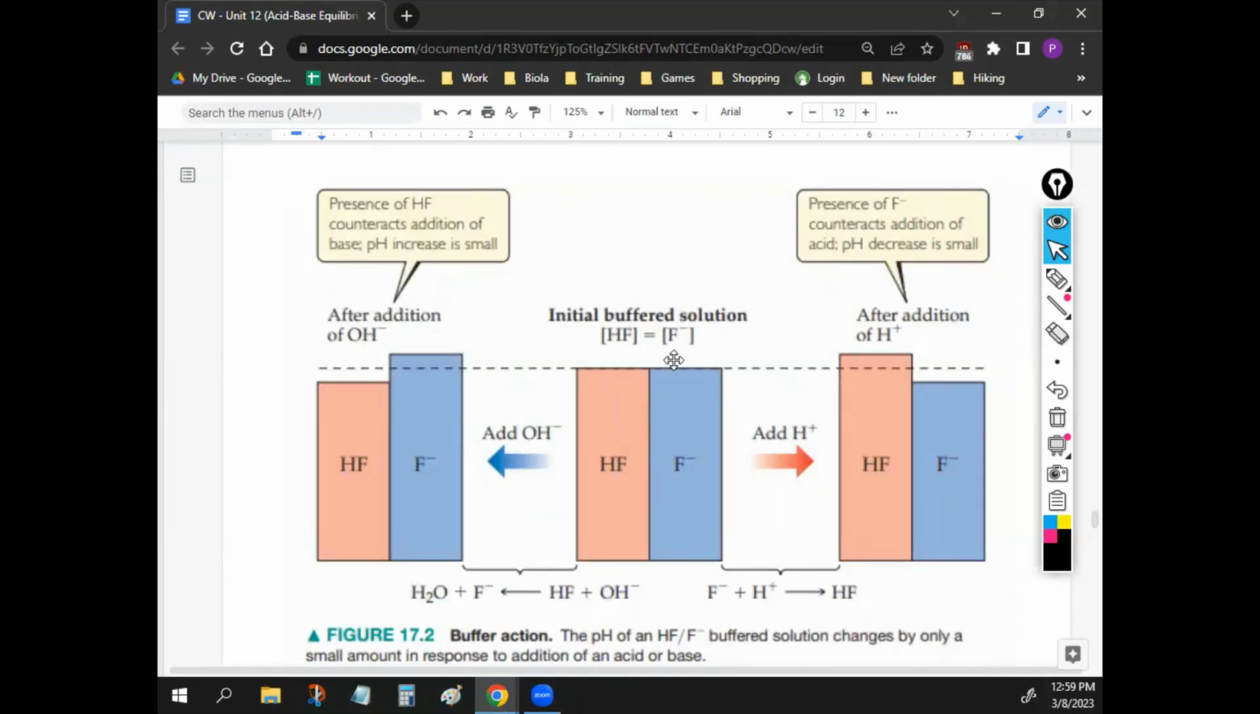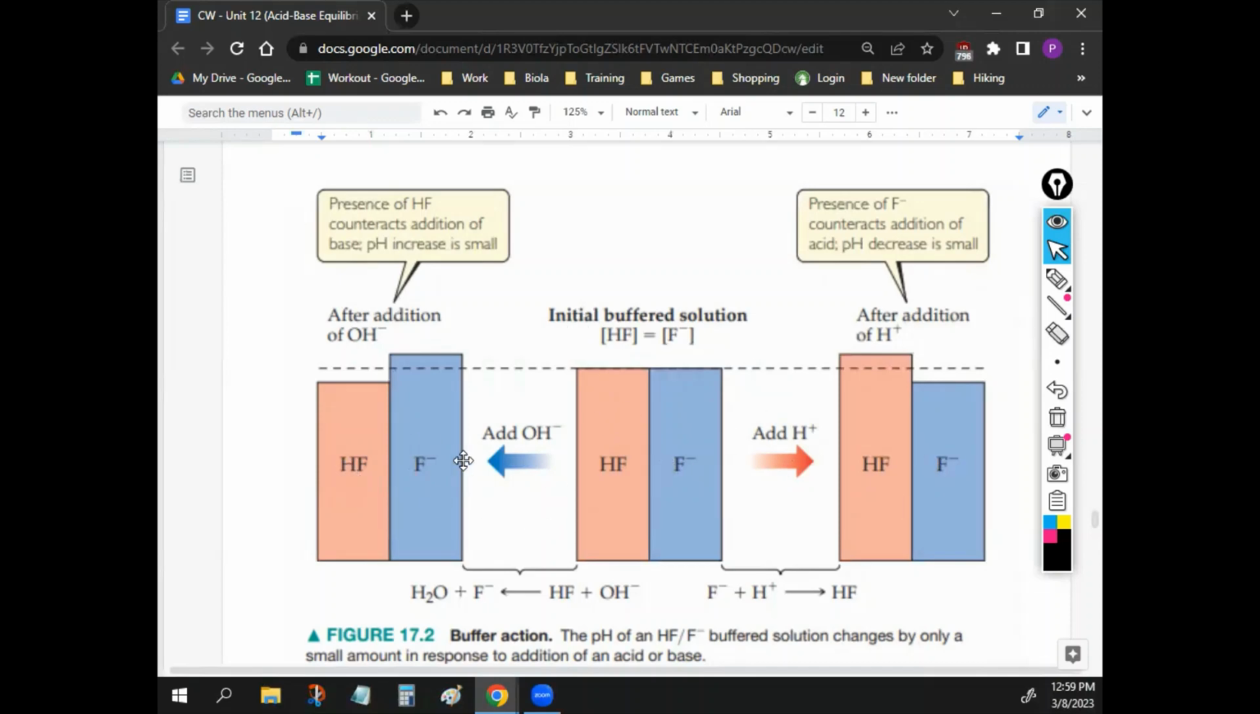Let's say that HF is your buffer. This is the regular solution. It's going to go into equilibrium between these two. If you add H plus, you're going to lose some F minus, and then you're going to get some more HF, but you're not going to have a super high H plus concentration, so it's not going to change the pH that much. The other way, if you add a base, it's going to increase the F minus and decrease the HF, because the H plus is going to react with the OH to make water. Okay, make sense? Easy peasy.